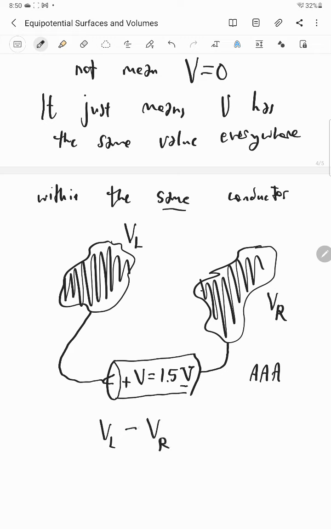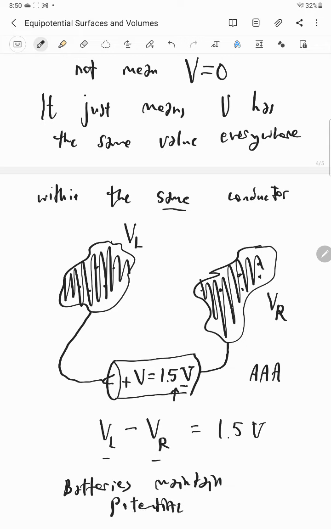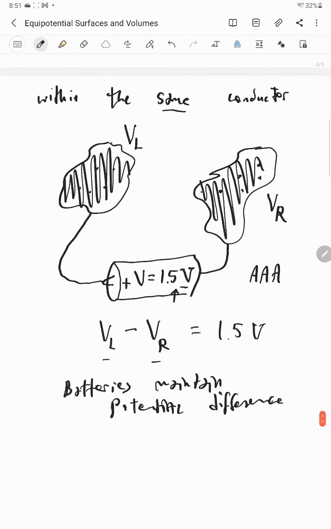The potential, the voltage of the left-hand side, that is every position inside of this conductor, has the same potential, and every position inside of this other conductor has the same different potential, and the difference between them is guaranteed to be 1.5 volts. That's what this battery does. Batteries maintain potential difference. They don't maintain a particular potential value for either conductor separately. What they do is they maintain a potential difference between two conductors.